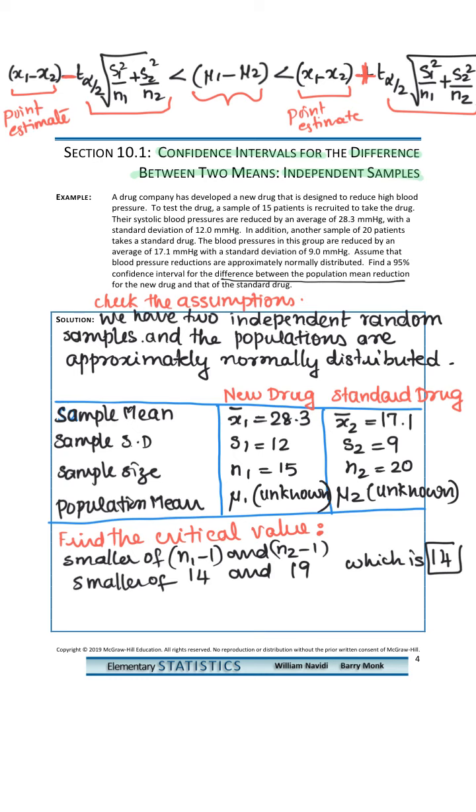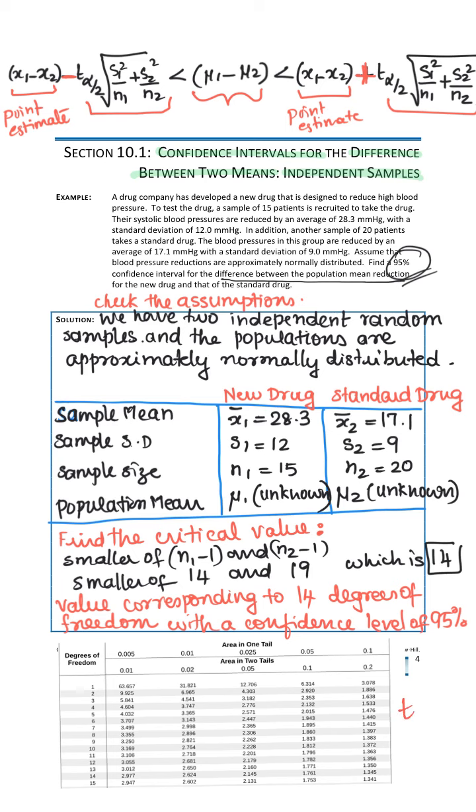So we look for the critical value in table A3, the value corresponding to 14 degrees of freedom with the confidence level 95%, because it is given as a 95% confidence interval. So t alpha over 2 is 2.145. I'm going to consider this as step 1. Okay, now step 2, I need to find the point estimate and the margin of error.